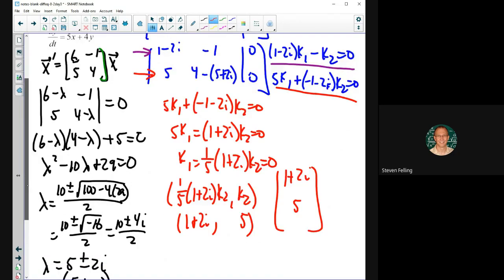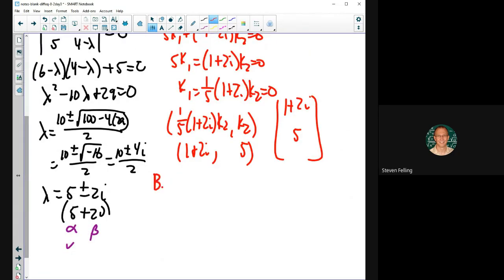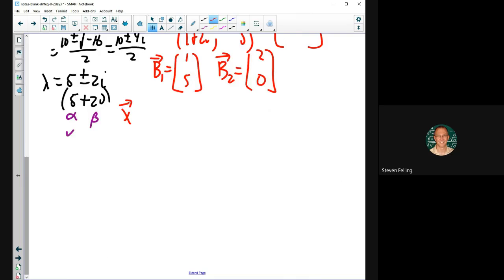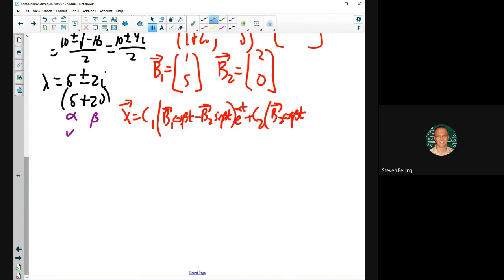And then we would proceed the same way. We would find our b1 vector as the real part of that, which would be 1, 5. And our b2 is the imaginary part, which is 2 and 0 on the bottom. And then we would form the solution again when we write it out. It's going to end up being c1 times b1 cosine beta t minus b2 sine beta t, e to the alpha t, plus c2 times b2 cosine beta t plus b1 sine beta t.